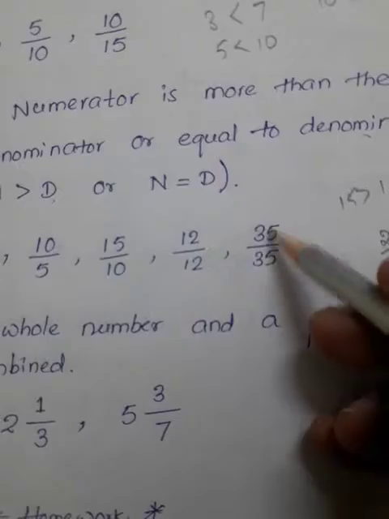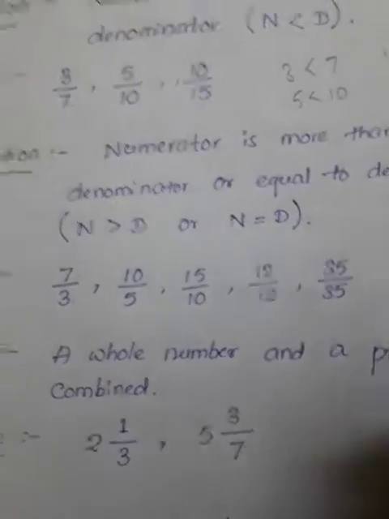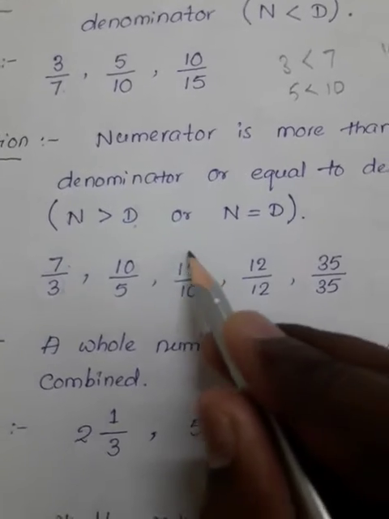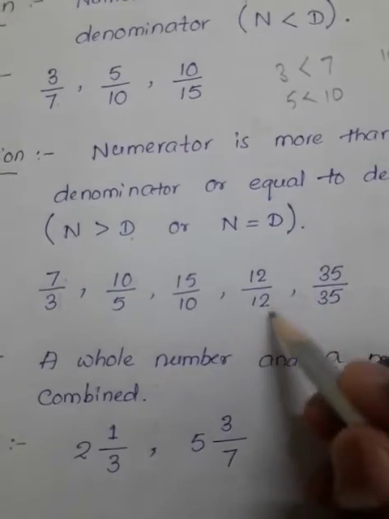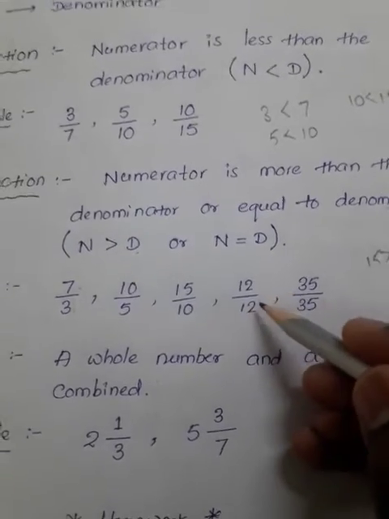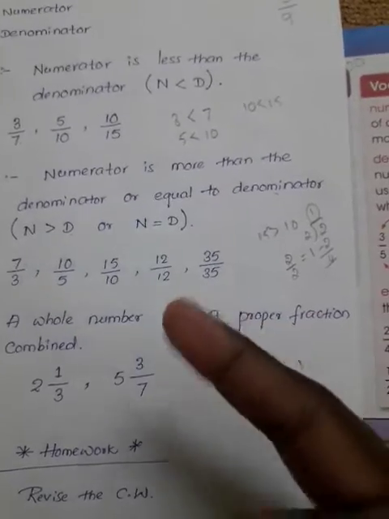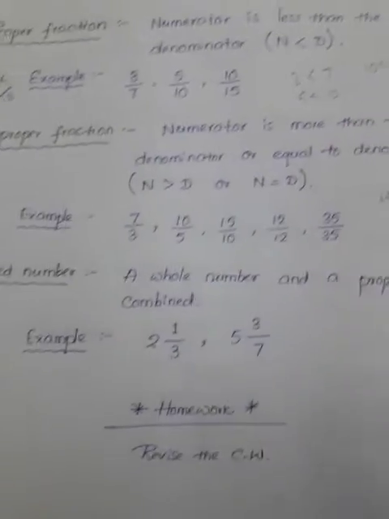But it is possible. 7 over 3, 10 over 5, 15 over 10, not possible. Suppose the total marks are 10, how will you get 15? It's not possible. But these equal ones are possible. But why is it called improper fraction? Because whenever numerator and denominator are equal, the answer is 1. That's why we can say that sometimes it is an improper fraction.